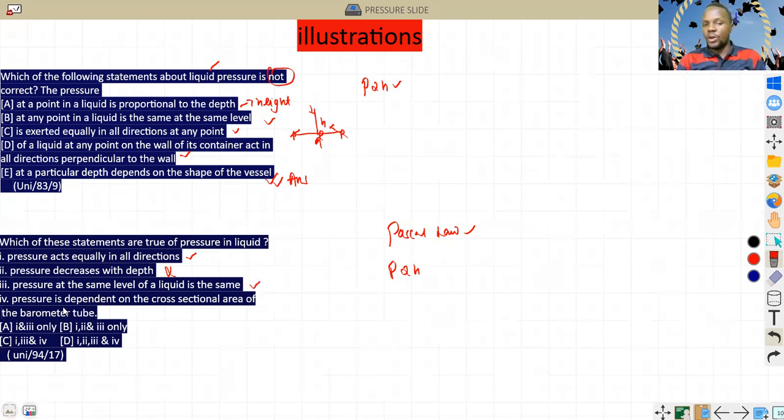The next, pressure is dependent. Dependent means depend. Pressure is dependent on the cross section. Does pressure depend on the area? No. It does not depend on the shape, which we talked about regarding the area under our principle.